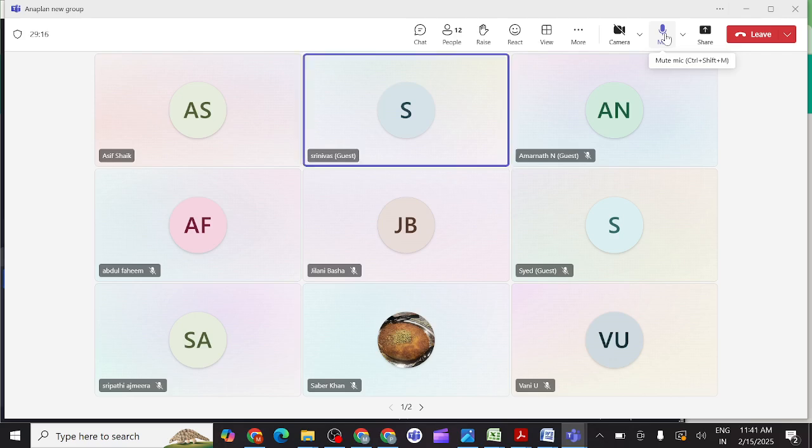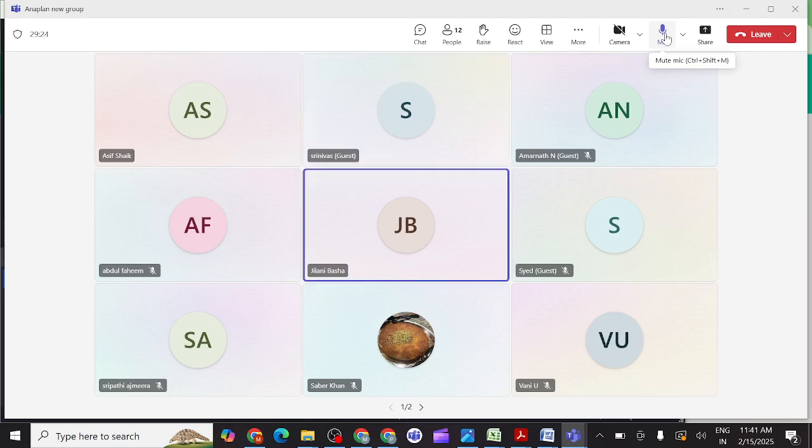So Jilani Basha, can you explain briefly on project use case and user story? Yes, sir. So you just want me to go from the starting or just use case and user story? Use case and user story briefly I want. Okay.